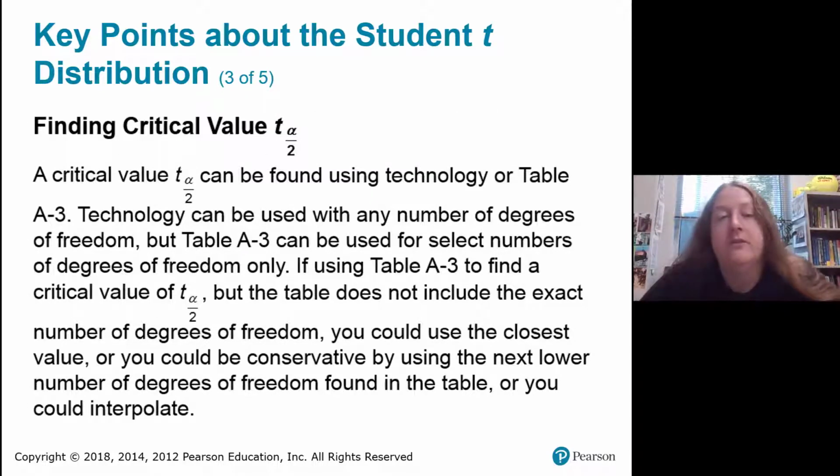So finding our critical value t sub alpha divided by 2. Technology can help us out here, or what we'll be using is table A3. Table A3 has only selected values in it, and only selected values of degrees of freedom, but we'll be sticking to examples where we can use it, or things that allow us to be close to it. So we can use the closest value when we don't match up exactly, and we can also interpolate between two values in the table if we need to as well.